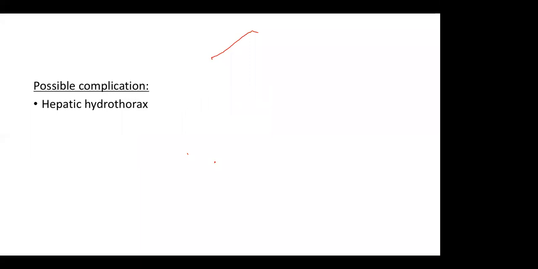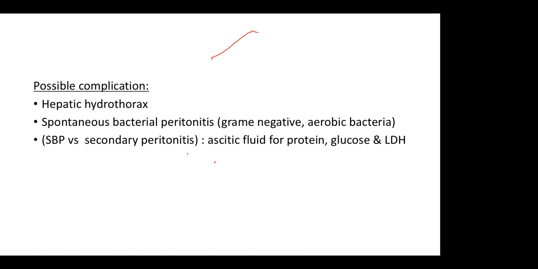A possible complication of this ascites is what we call hepatic hydrothorax, which is a pleural effusion. They thought the theory behind that could be small holes in the diaphragm, or lymphatic drainage. The other possible complication is spontaneous bacterial peritonitis, which is caused by gram-negative aerobic bacteria. In this situation, we have to differentiate spontaneous bacterial peritonitis from a secondary peritonitis. The difference is found just by taking ascitic fluid, and we find, as we mentioned, low protein, low glucose, and low LDH.